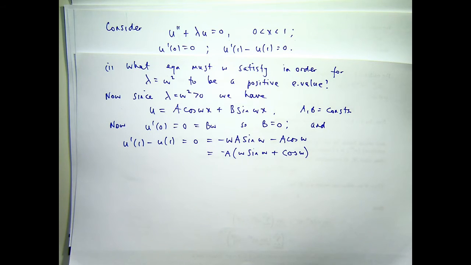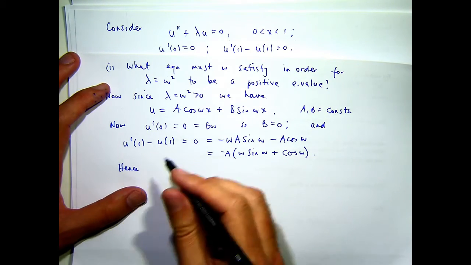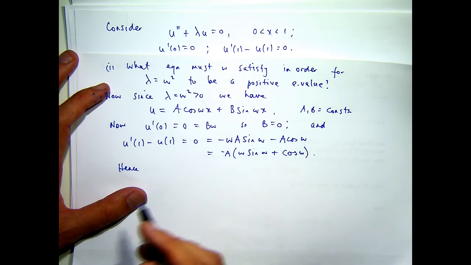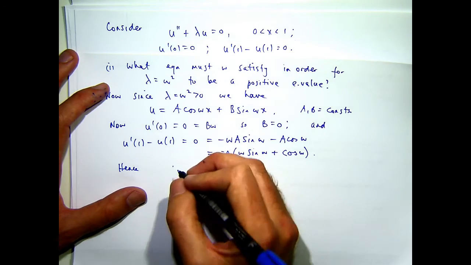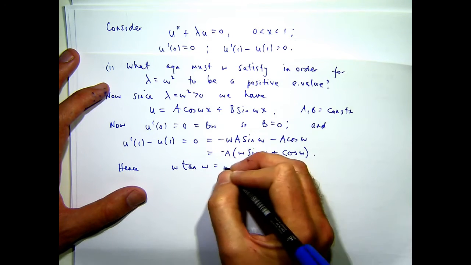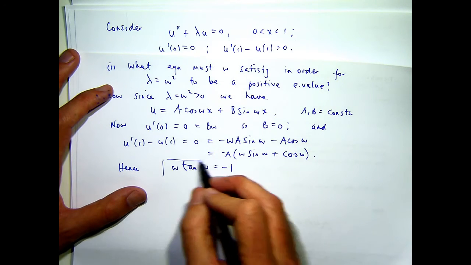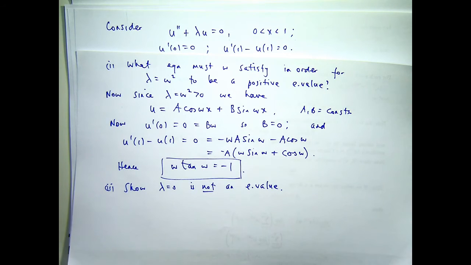Okay, so what does this mean? If we rearrange that and use sine over cos is tan, you'll get the following. So that's the equation that omega has to satisfy in order for lambda equals omega squared to be a positive eigenvalue.